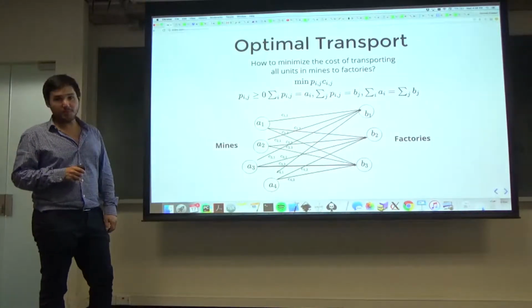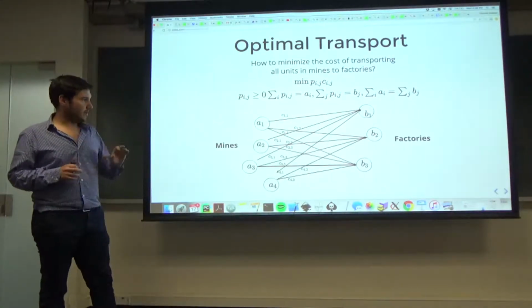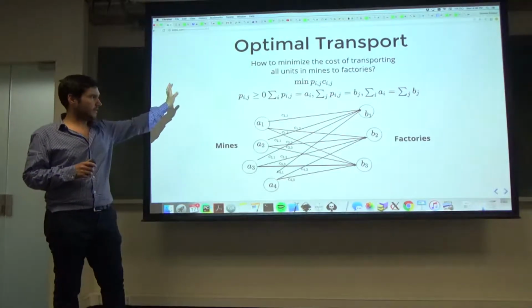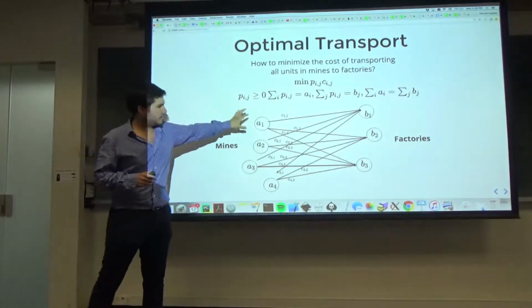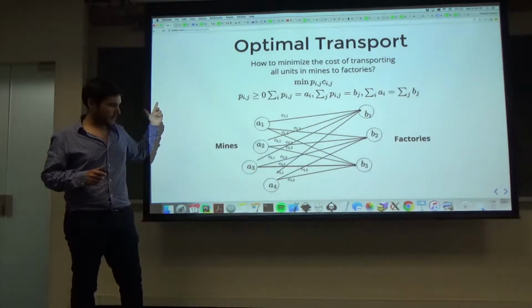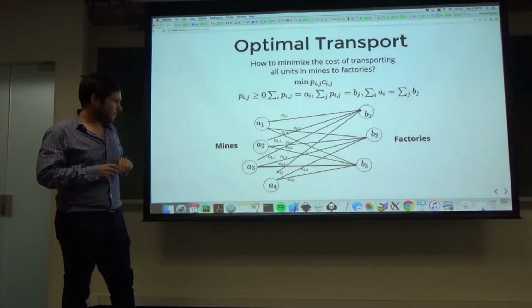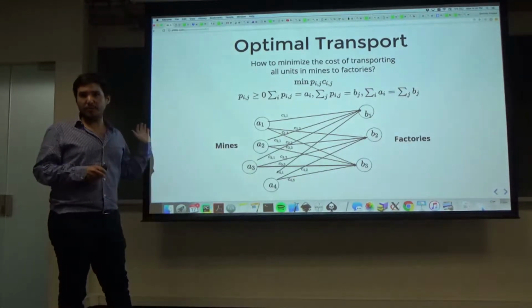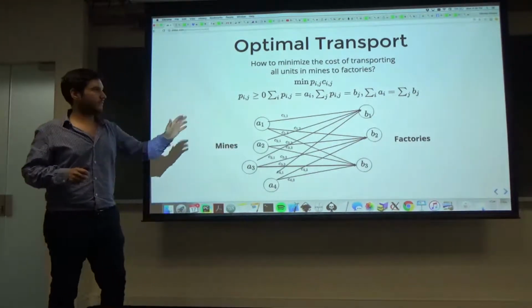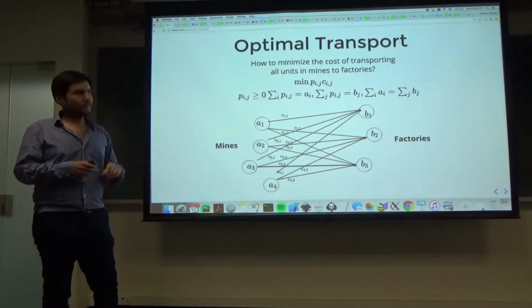That's why I'm going to talk about optimal transport. Usually when people talk about optimal transport, they give the example where you have resources in mines and you want to transport them to factories. There is a cost, and you have a certain amount of resources in the mines, which has to be the same amount of resources that you're going to transport, so you have an equality there. You want to do this efficiently, so you want to minimize the cost of transporting all the resources in the mines to all the factories. This is just a linear program.